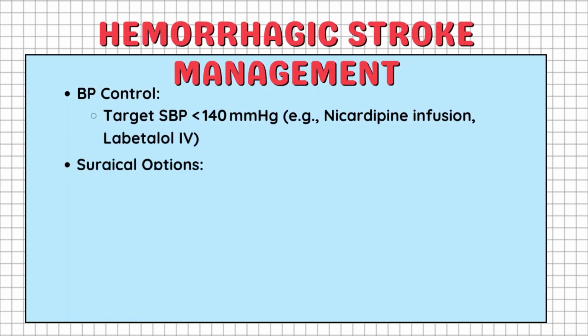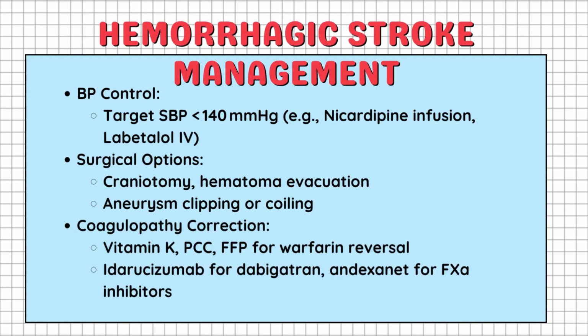In hemorrhagic stroke, management revolves around controlling bleeding, reducing intracranial pressure, and preventing secondary injury. The first priority is blood pressure control. Target a systolic blood pressure below 140 mmHg using agents like labetalol or nicardipine. This helps limit hematoma expansion while maintaining cerebral perfusion.